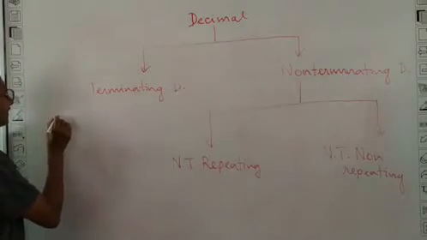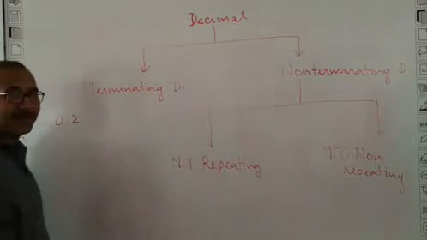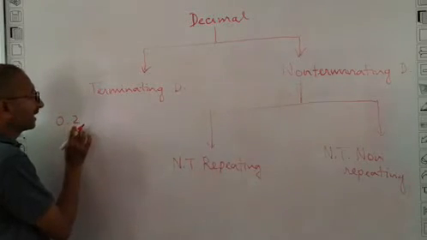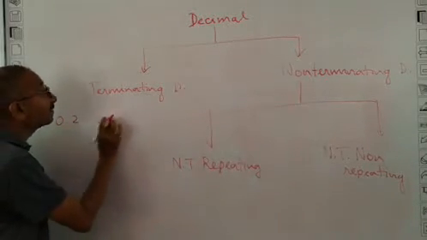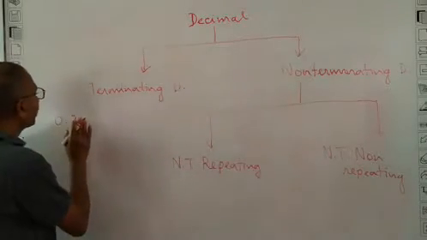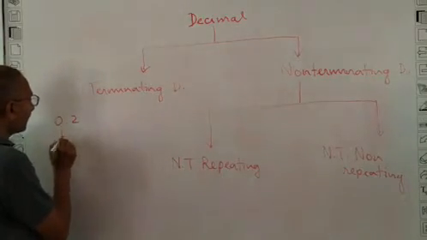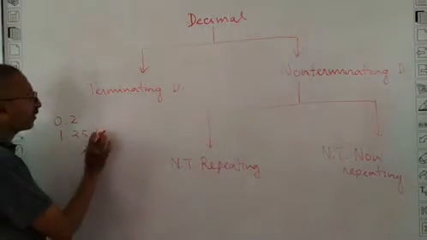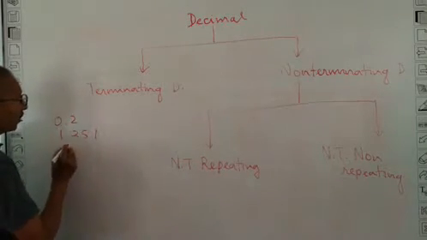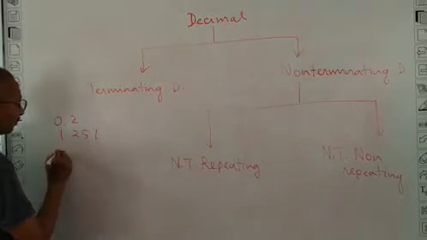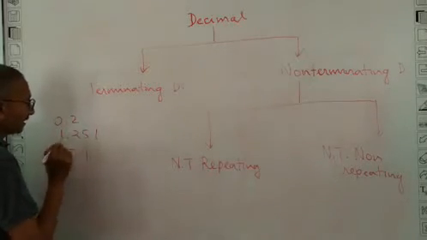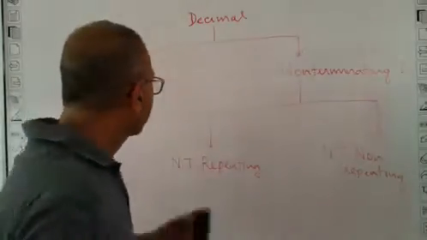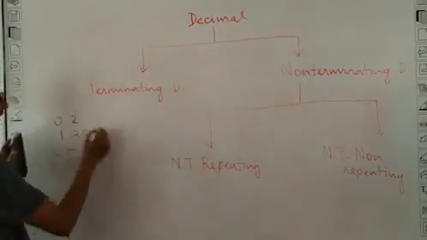Say this is a decimal, 0.2. It's a terminating decimal. Terminating means it terminates after the first digit. After the decimal point, one digit is written, after that it is finished. So it is a terminating decimal. Or if I write 1.251, it is a terminating decimal because after that there is no digit, only 0 is coming. So this terminates. Or anything else you can write, 25.1, it is a terminating decimal. So these are all terminating decimals.